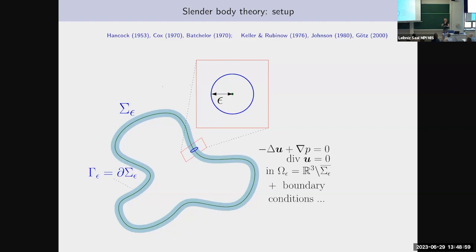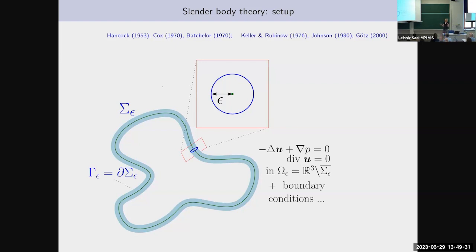But as you could see from the first slide, what we're really interested in is filaments that take pretty crazy shapes and evolve over time. From a computational perspective, it quickly becomes way too computationally intensive to prescribe boundary conditions over an entire surface. This is where slender body theory comes in. It's a classical idea that dates back to the 1950s, with later developments in the 70s.